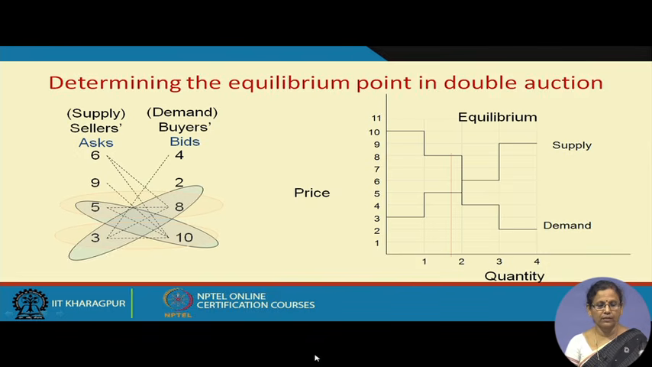So, this is the situation I was talking about. You have 4 sellers and you have 4 buyers. The sellers ask, and only single unit items are under consideration. So, how many items are there in the market?